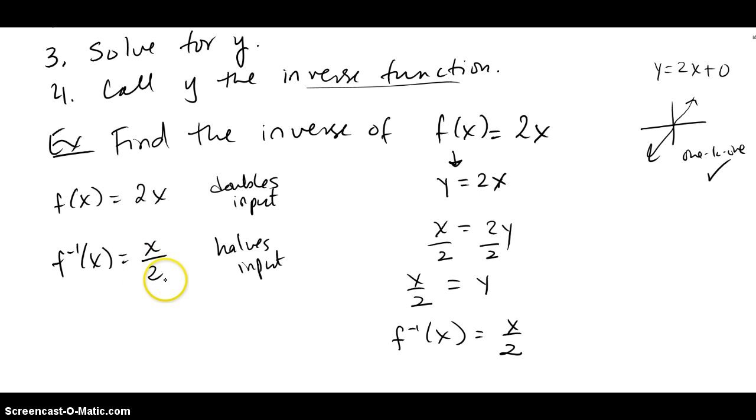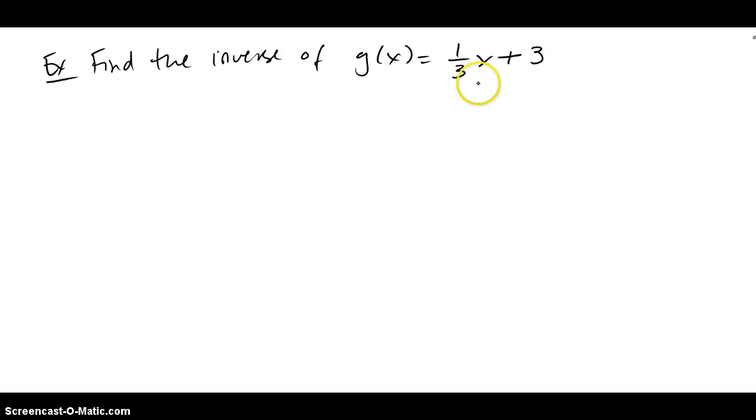This was a quick one that we could have logically thought through as well. Let's find the inverse of g of x equals a third x plus 3. Again, this is y equals mx plus b, which is a line, so it is 1-to-1. I don't have to worry about that further.